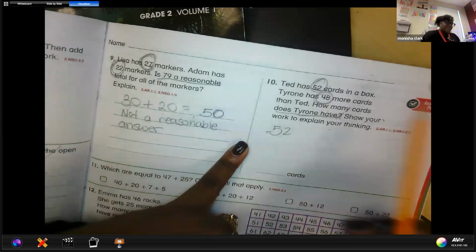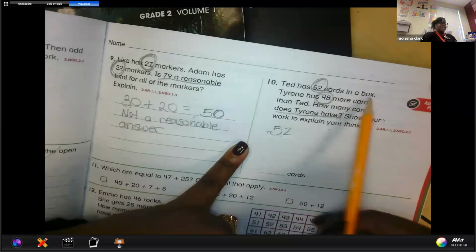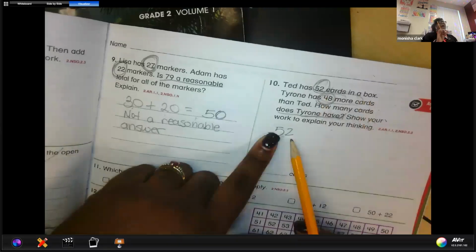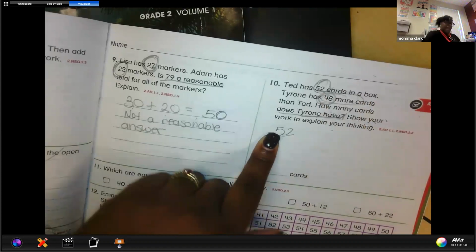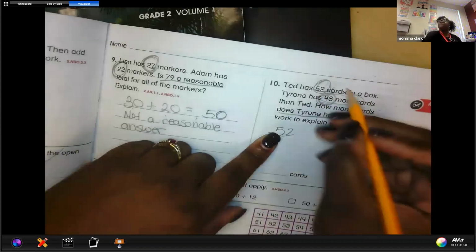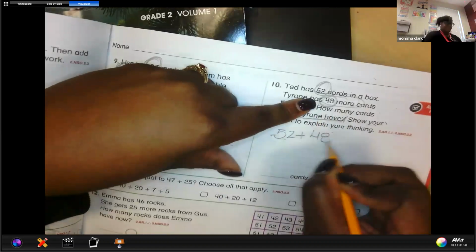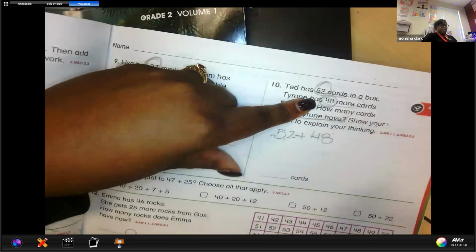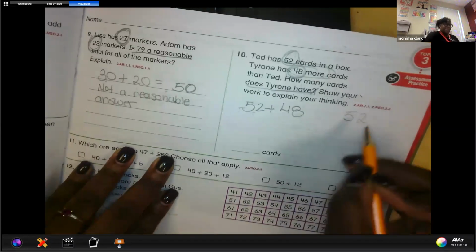So Ted has 52 cards in a box. Tyrone has 48 more. So when it says they have 52, that means that that is the number that we start with. Now we must add on the rest. So we're going to add on how many more? For the sake of this not giving us away, we're just going to simply add with regrouping to save us time.